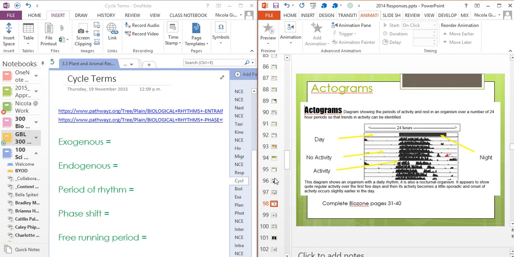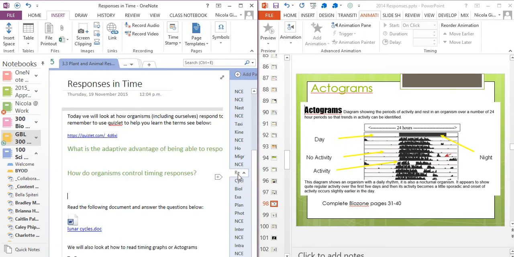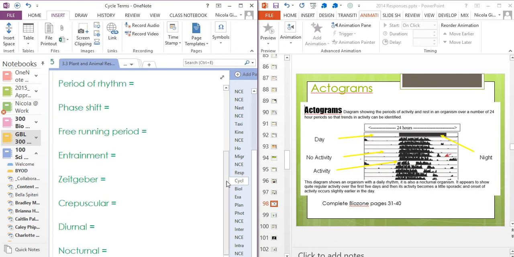So I think we'll leave it at that for this lesson. You need to go through and work out your definitions in your own words. Okay, you need to go and watch these videos, and the next lesson we'll talk about actograms and reading actograms. There will also be some Biozone pages that you'll need to do, and I'll put those back on the lesson instruction page. Okay.